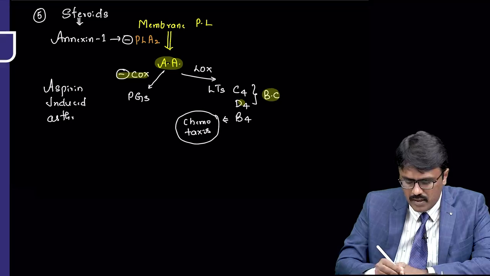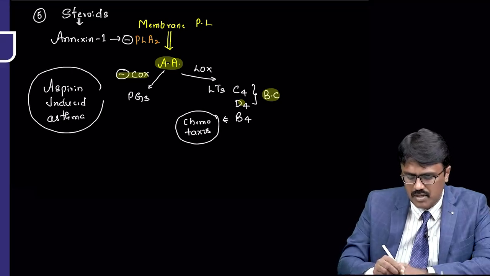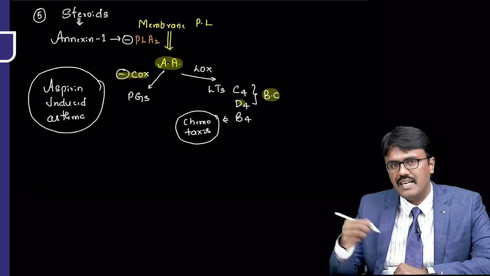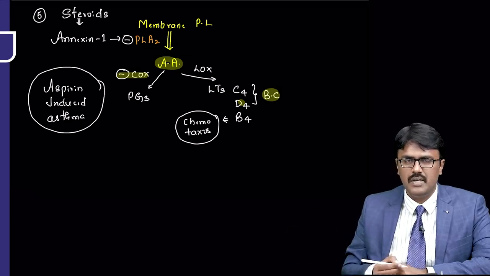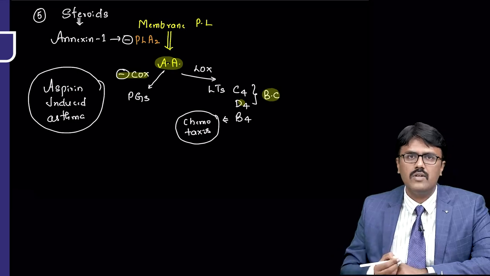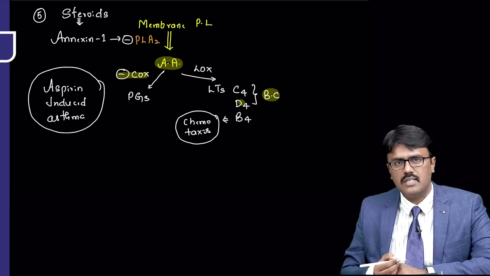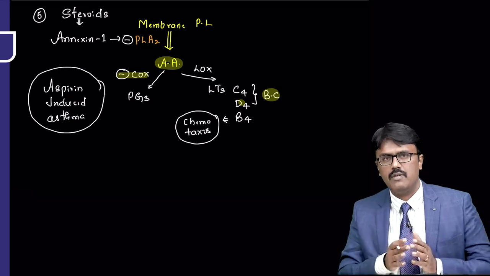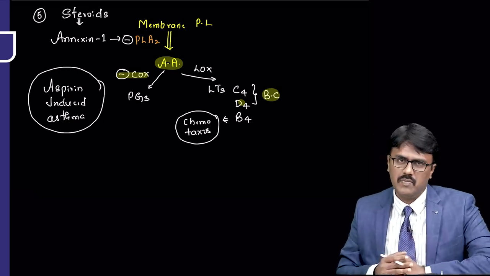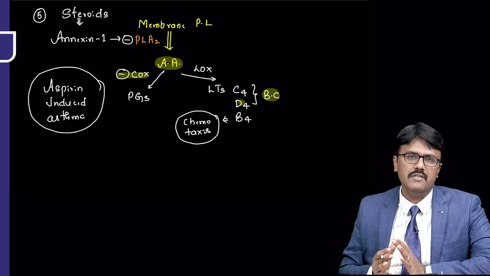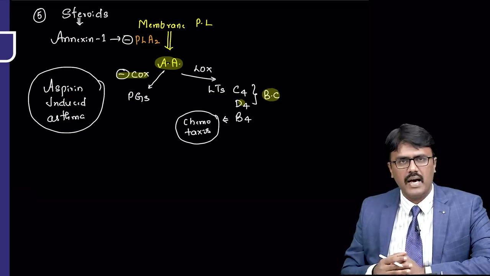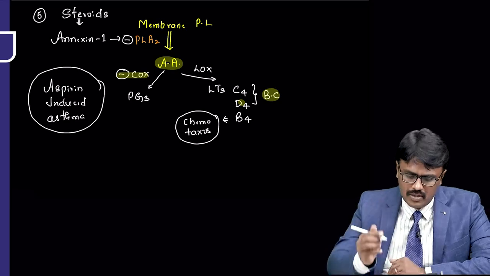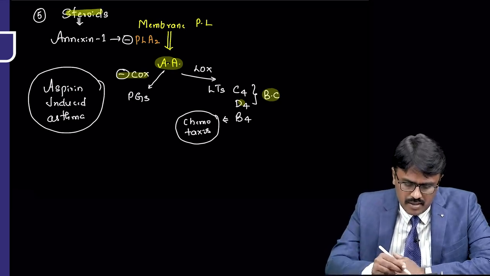You know that aspirin is a COX inhibitor. By inhibiting COX, it can trigger asthma. Not only that, some of the NSAIDs can also cause this asthma attack. So you should be very careful when you are using NSAIDs in an asthma patient. But remember, the safest NSAID in an asthma patient is paracetamol. Clear? So steroids, this is their mechanism of action.